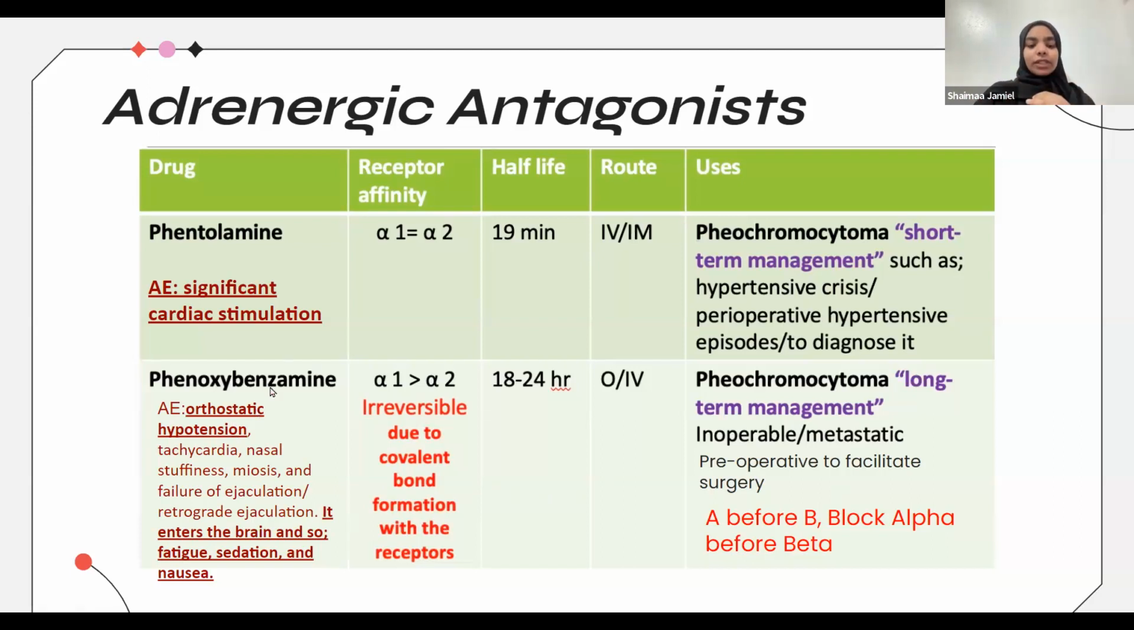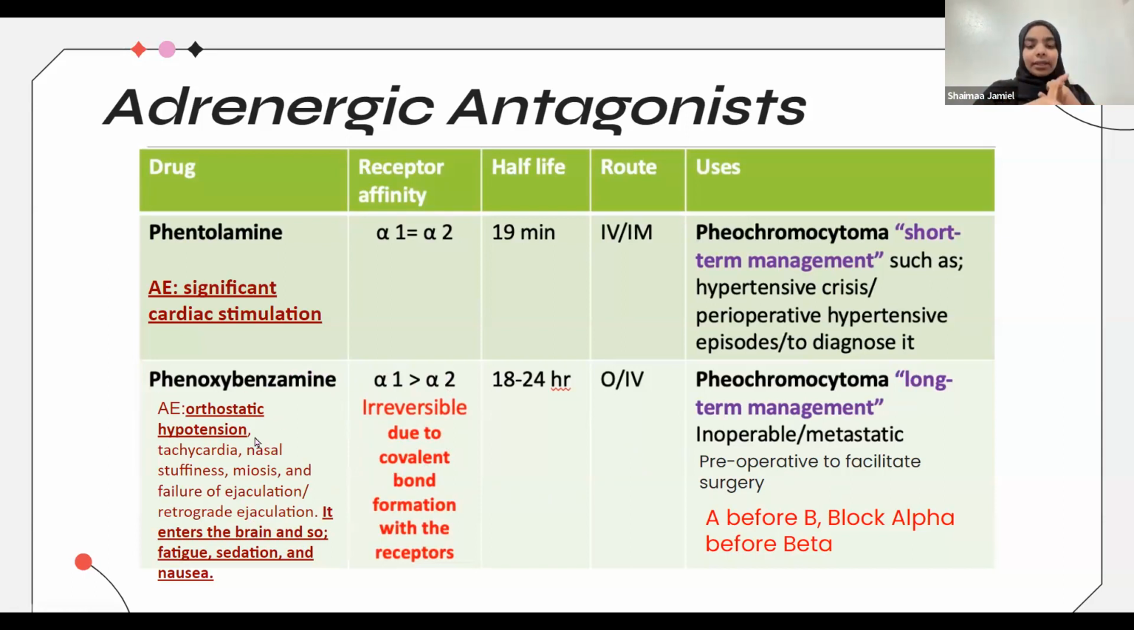And as you can see, phenoxybenzamine binds irreversibly. That's why it has a very, very long duration of action, because it binds covalently with the receptors. Covalent bonds are very strong bonds. And basically, side effects include orthostatic hypotension, which is very important, orthostatic hypotension.